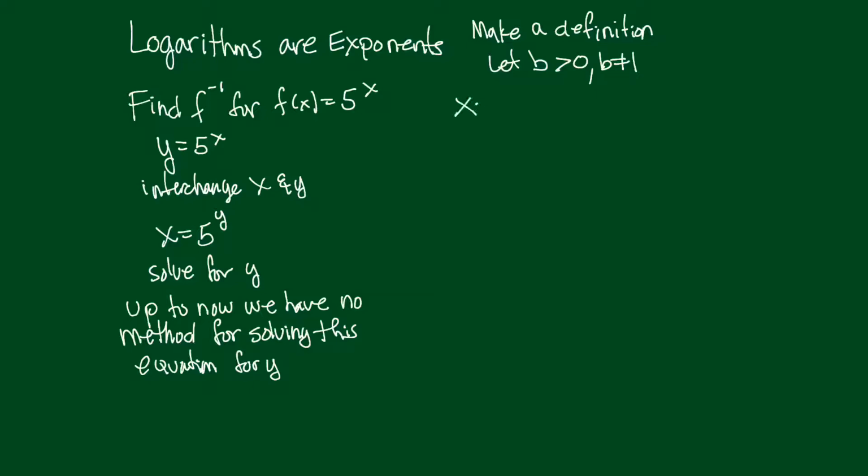If you have something like this, x equals b to the y. Now in our problem over here, our base b was 5, but I'm just writing in general. It could be any base as long as it's positive, not equal to 1. So if you have this, that is going to be equivalent to this. Here's what y is. y is equal to log, with a subscript b, of x. Let's read through this. If you have x equals b to the y, we say y is the logarithm base b of x.